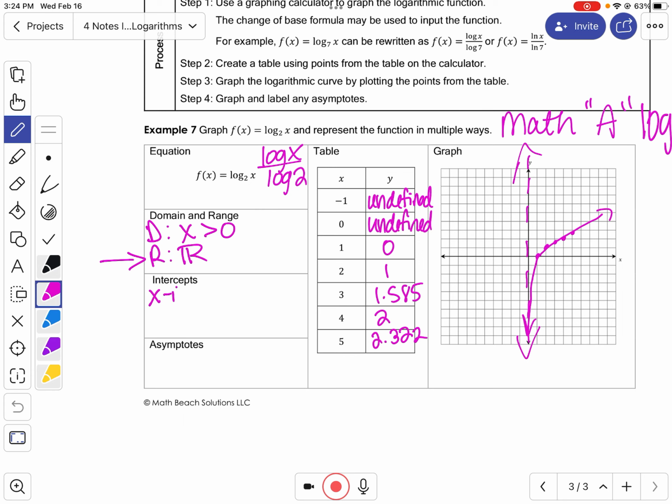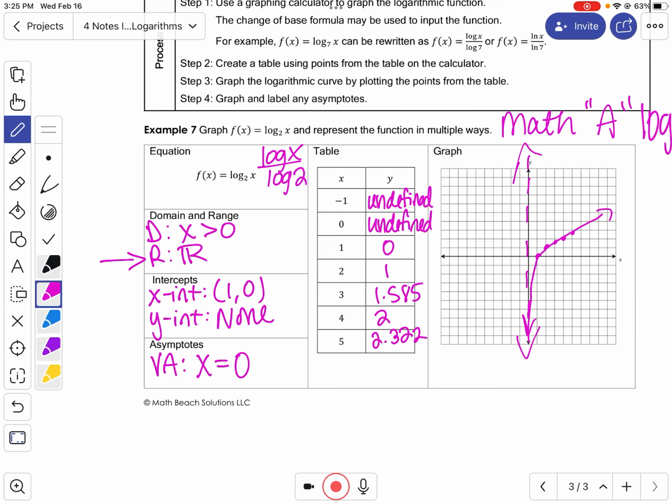Notice we do have an x-intercept here. It's at (1, 0). And then notice we do not have a y-intercept, which is the opposite of what our exponential was. Exponential, we didn't have an x-intercept, but we did have a y-intercept. Asymptote, on the exponential, we had a horizontal, but this one we have a vertical. It's a vertical line crossing the x at 0. So these are inverses. A log and an exponential graph are inverses of each other.